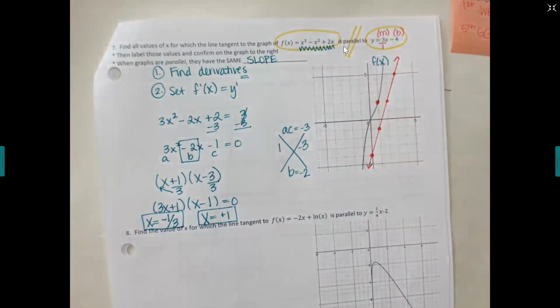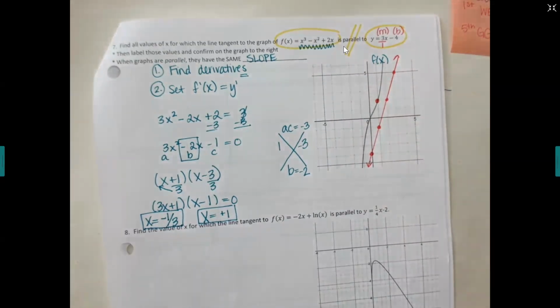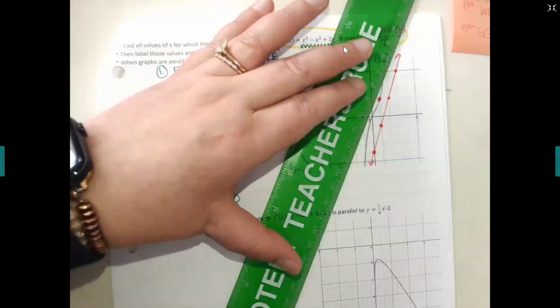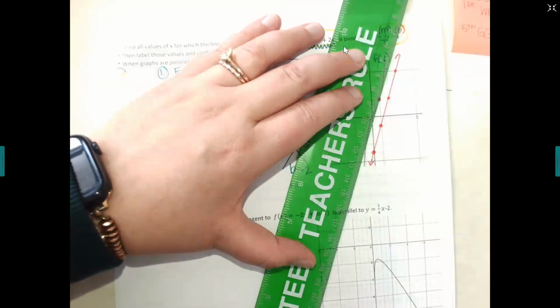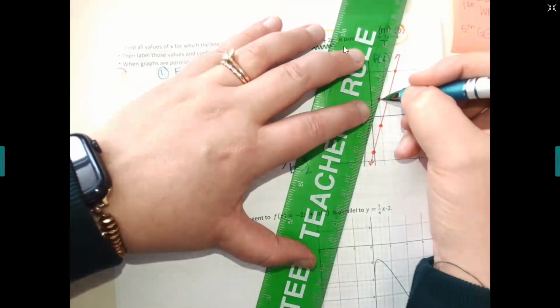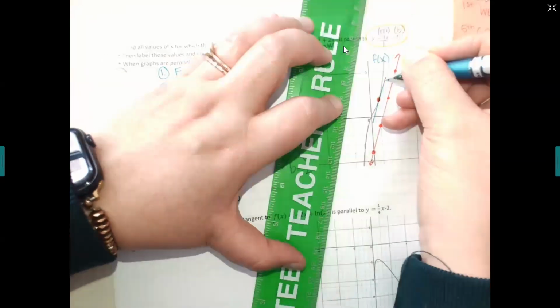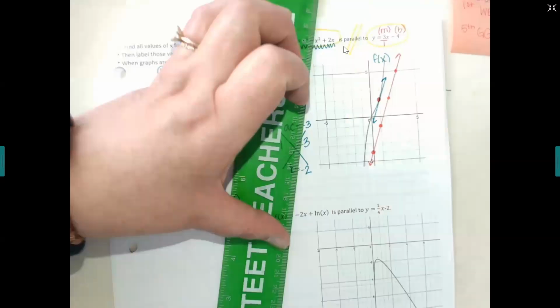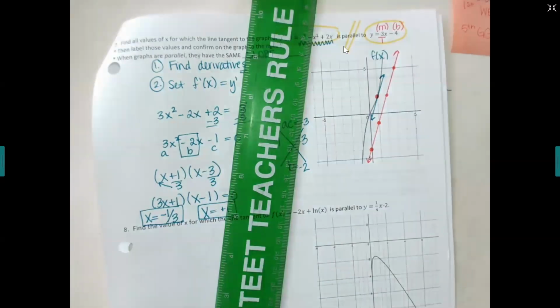Make sure you're on the curve. And then I want you to do your best to draw in a tangent line to the curve at that point. So remember, I want to perfectly match my slope at that spot. And then what I see is that my curve's tangent line has the identical slope to the 3x minus 4. Okay, there's my first place that the slope matches.